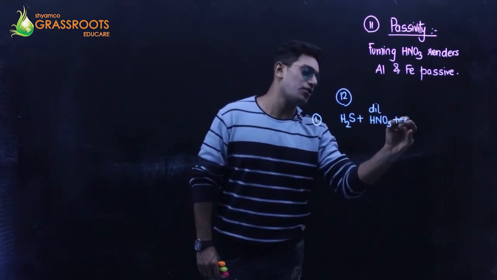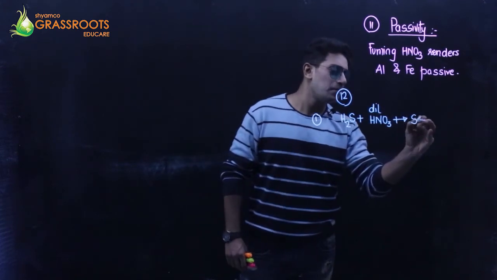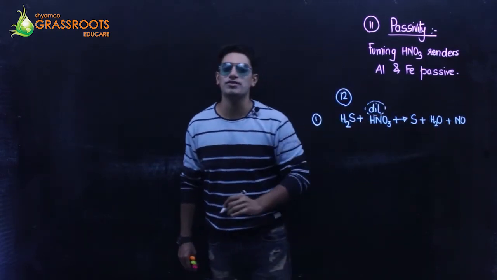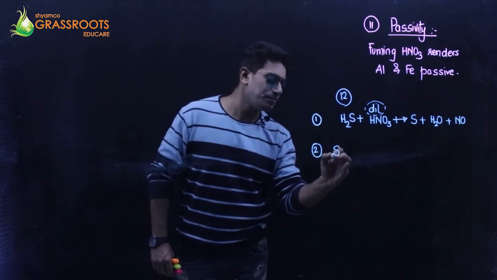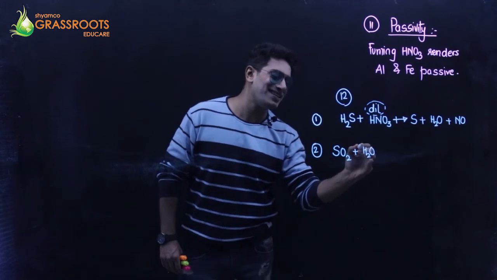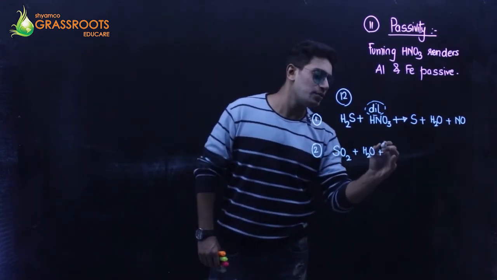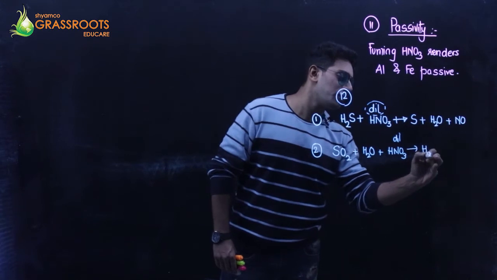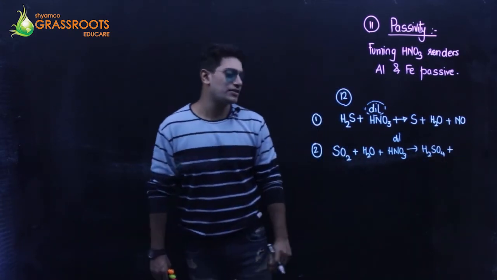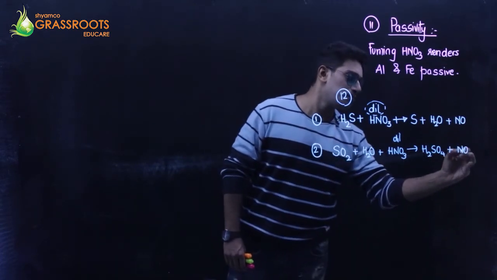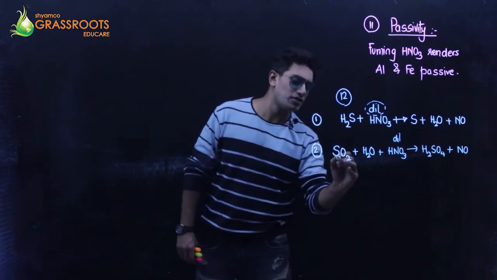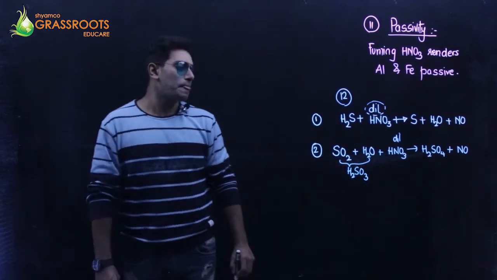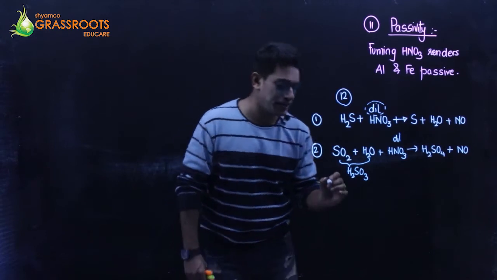It gives me as a product S plus H2O plus NO2. I'm sorry, NO, because it's dilute. With the dilute, you get nitric oxide. Balancing, I'll do it in a while. Sulfur dioxide plus water, which is basically sulfurous acid, reacts with dilute HNO3, guys, forming sulfuric acid. That's going to be H2SO4 plus NO. H2SO3 plus nitric acid, dilute, gives sulfuric acid and nitric oxide.